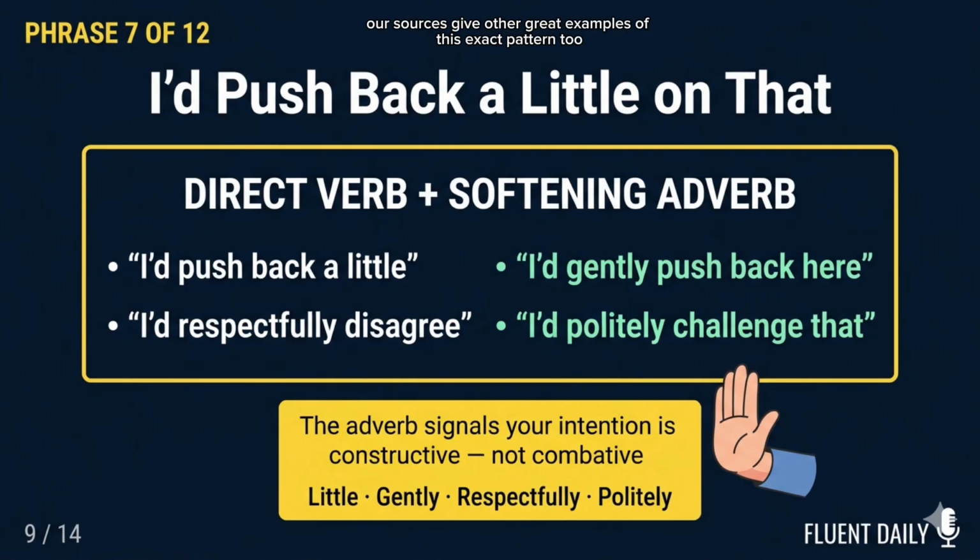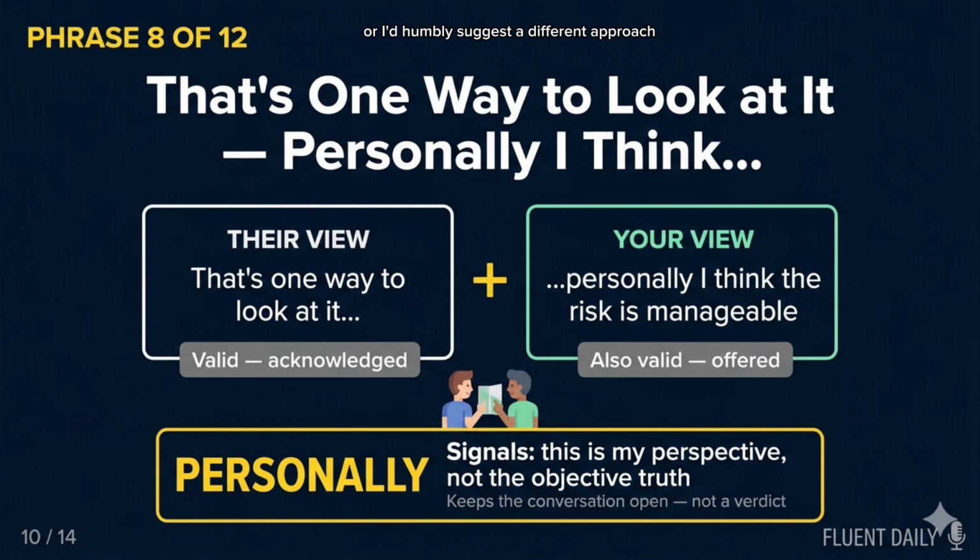Our sources give other great examples of this exact pattern too, like I'd respectfully disagree, or I'd politely challenge that assumption, or I'd humbly suggest a different approach. Another phrase that accomplishes this balance is phrase 8. That's one way to look at it, personally, I think. Yes, that's one way to look at it. Personally, I think the risk is manageable if we plan carefully.